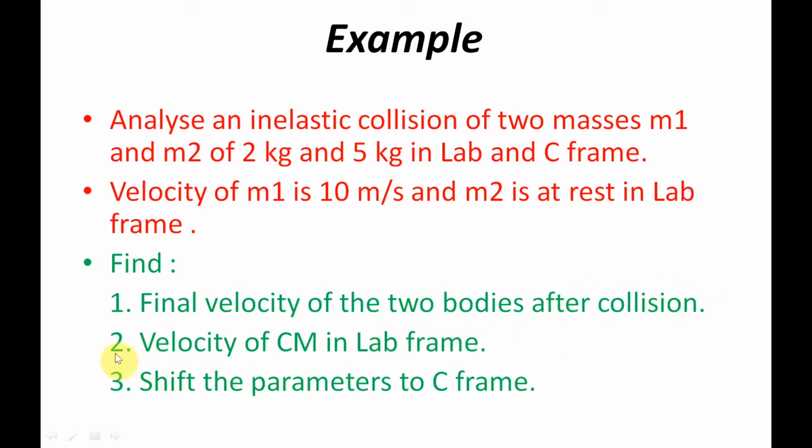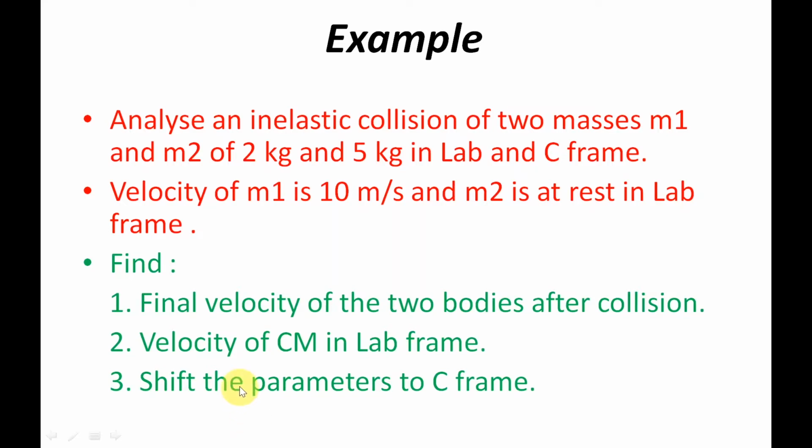Then, as the second point, we are going to find the velocity of the center of mass in the lab frame of reference. In the lab frame, what will be the velocity of the center of mass? Because as the two bodies come towards each other, the position of the center of mass also changes as the two bodies come closer. So that is why we need to find the velocity of the center of mass. Then, at the third step, we are going to shift all the parameters that we have in the laboratory frame of reference to the center of mass frame of reference.